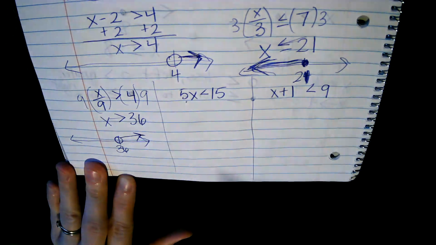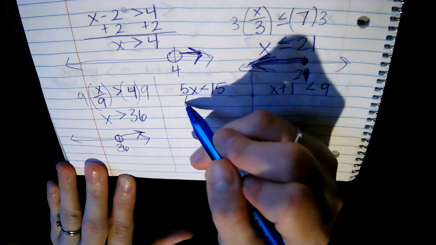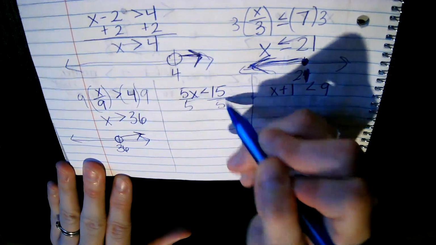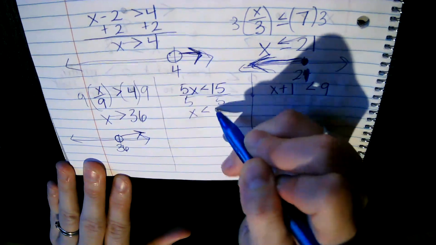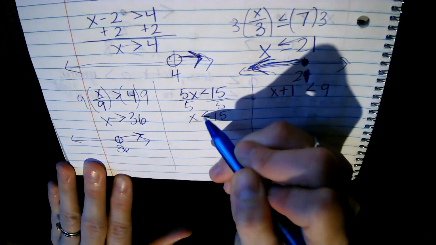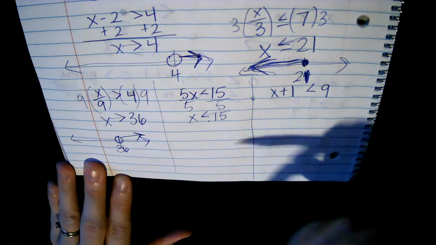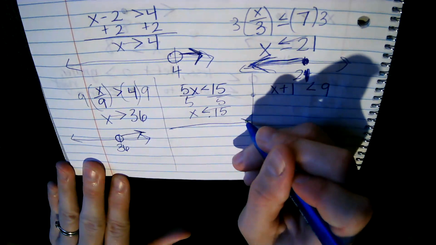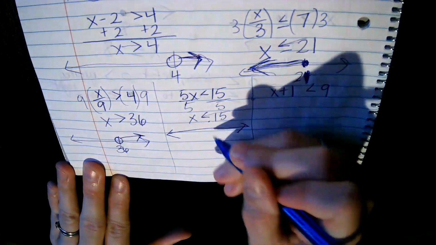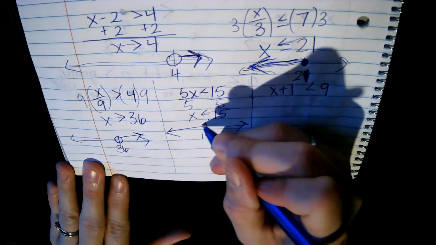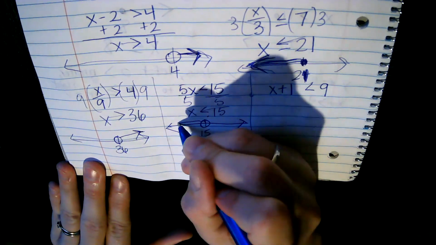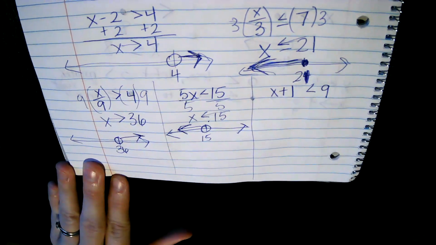Then you have to undo this multiplication by dividing both sides by 5. So you have x is less than 15. So your arrow is going to go to the left. See if you drew a line through there. On your number line, you're going to find the 15. It's going to be open. And then your line is going to go to the left.